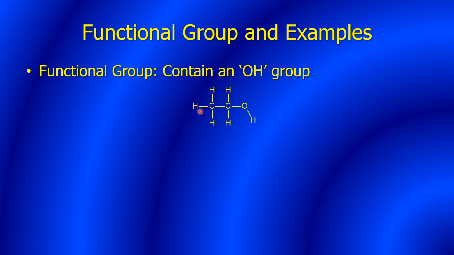The formula for ethanol might sometimes be written as C2H6O, but normally it's written as C2H5OH, just to indicate that OH group. And therefore the general formula for the alcohol homologous series is CnH2n+1OH.